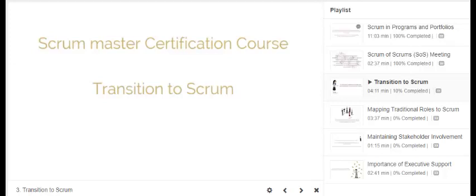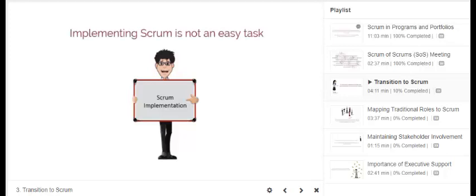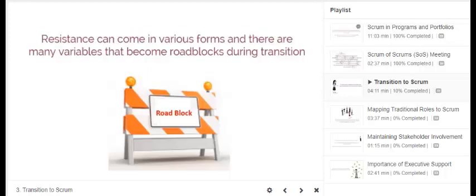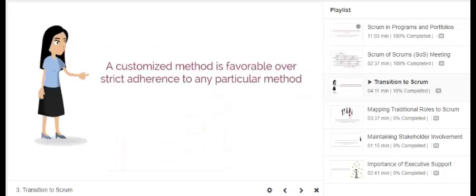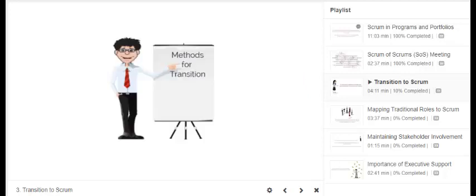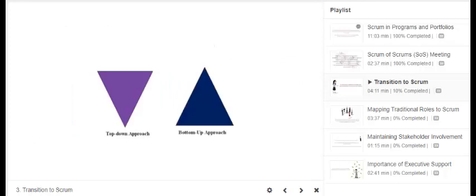Let's get started. Now, we know that implementing Scrum is not an easy task. Resistance can come in various forms, and there are a multitude of variables that become roadblocks during transition. In many cases, a customized method is favorable over strict adherence to any particular method. That being said, we have to understand some of the basic methods for transition. There are two basic techniques, top-down and bottom-up.